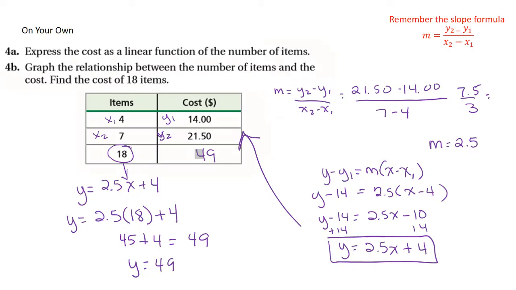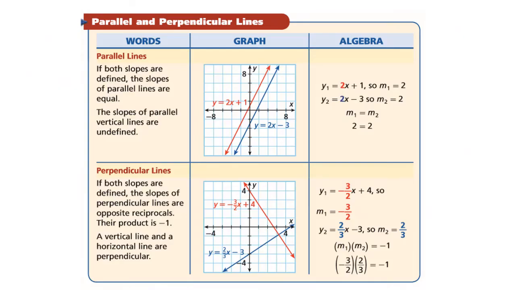Okay, so next let's talk about parallel and perpendicular lines. You probably learned this last year in geometry. Parallel lines, as you can see, have the exact same slope. So if both slopes are defined, the slopes of parallel lines are equal. The slopes of parallel vertical lines are undefined. Vertical lines like this, we've talked about before, are an undefined slope. But if they're the exact same slope, then the lines are parallel. If both slopes are defined, that means they're not vertical.